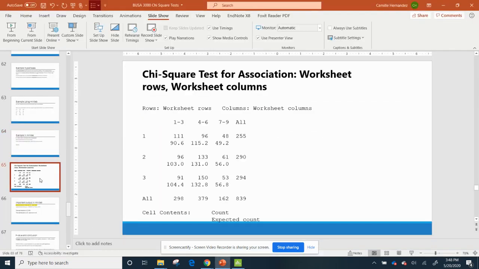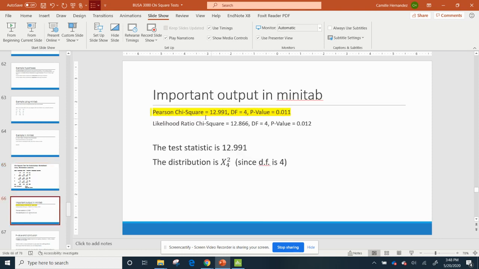Got everything I needed. And again, here in the slide, so you see it, I highlighted it. I'm looking at the Pearson chi-squared. Pearson is most common. There are slight differences in the likelihood ratio, but for this class, let's look at Pearson. So again, my test statistic was 12.991. The distribution is chi-squared with the little 4 because the degrees of freedom is 4. How did I get that? Minitab gave it to me. I didn't have to do anything else.